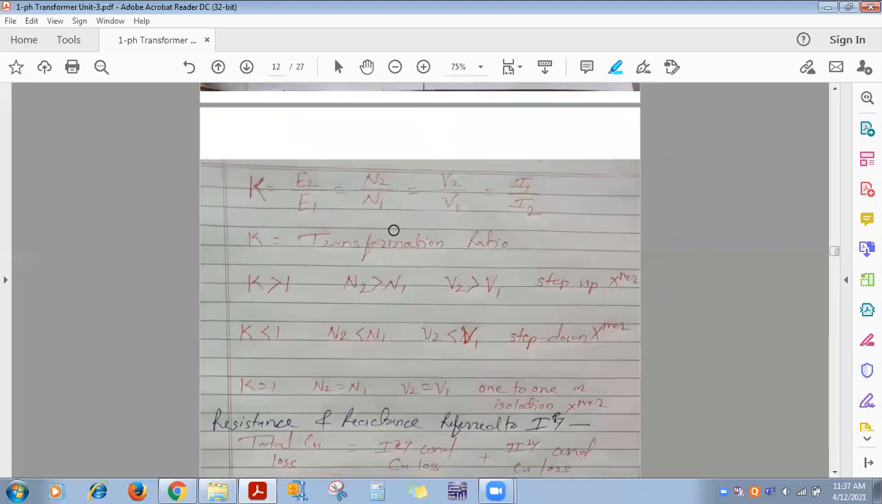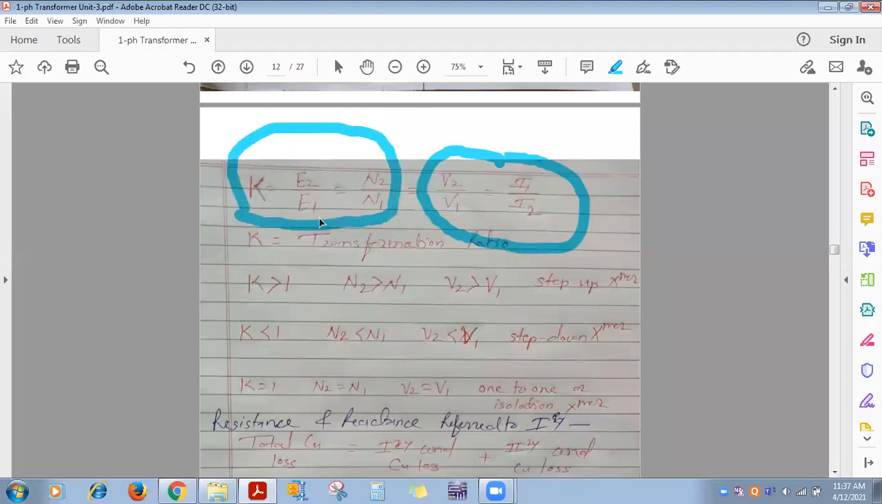So using KVA rating is equal to V1 I1 is equal to V2 I2, what we can do is V2 by V1 is equal to I1 by I2. And when you take the ratio of E2 by E1, you will get N2 by N1, and that is called K, the transformation ratio.